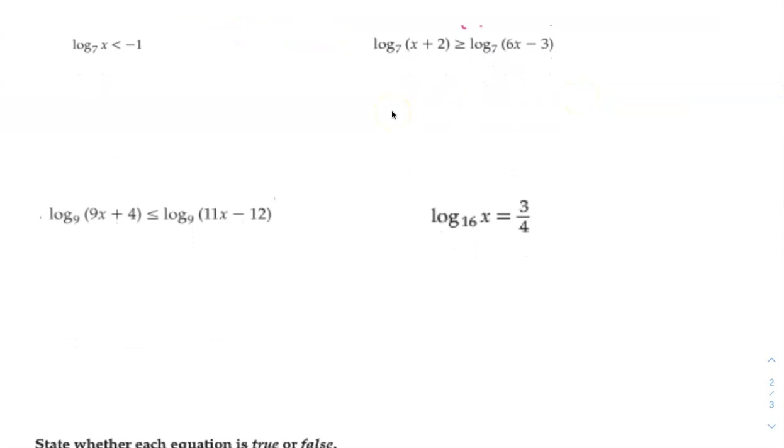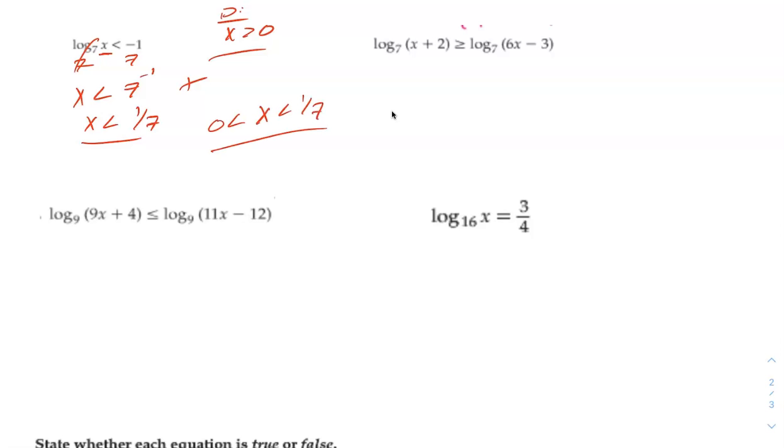So the next one, again, I got to worry about the domain. So x is greater than 0. That's my domain. Then we got to solve it. Take the 7 to both sides, cancel out. X is less than 7 to the negative 1, or x is less than 1 over 7. That's my answer. Or I can combine it. There we go. The next one's more annoying.